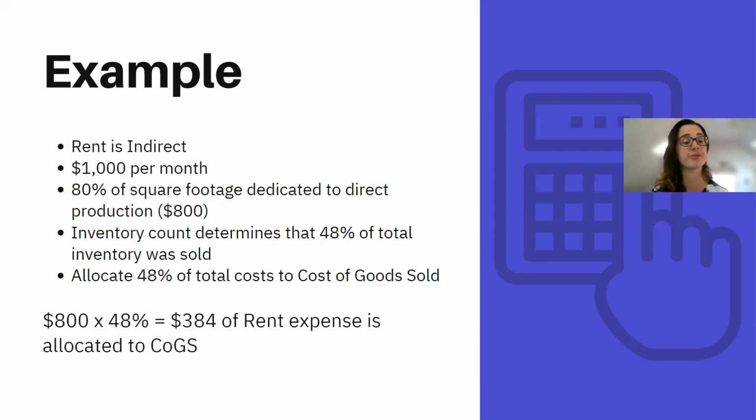Now, if this is done correctly, a manager will look at a P&L and they'll still see $1,000 rent expense as opposed to $200, which is that 20% that was not allocated. And without getting into the details of the journal entry, I will just point out that this is another example of how important a good chart of accounts is.